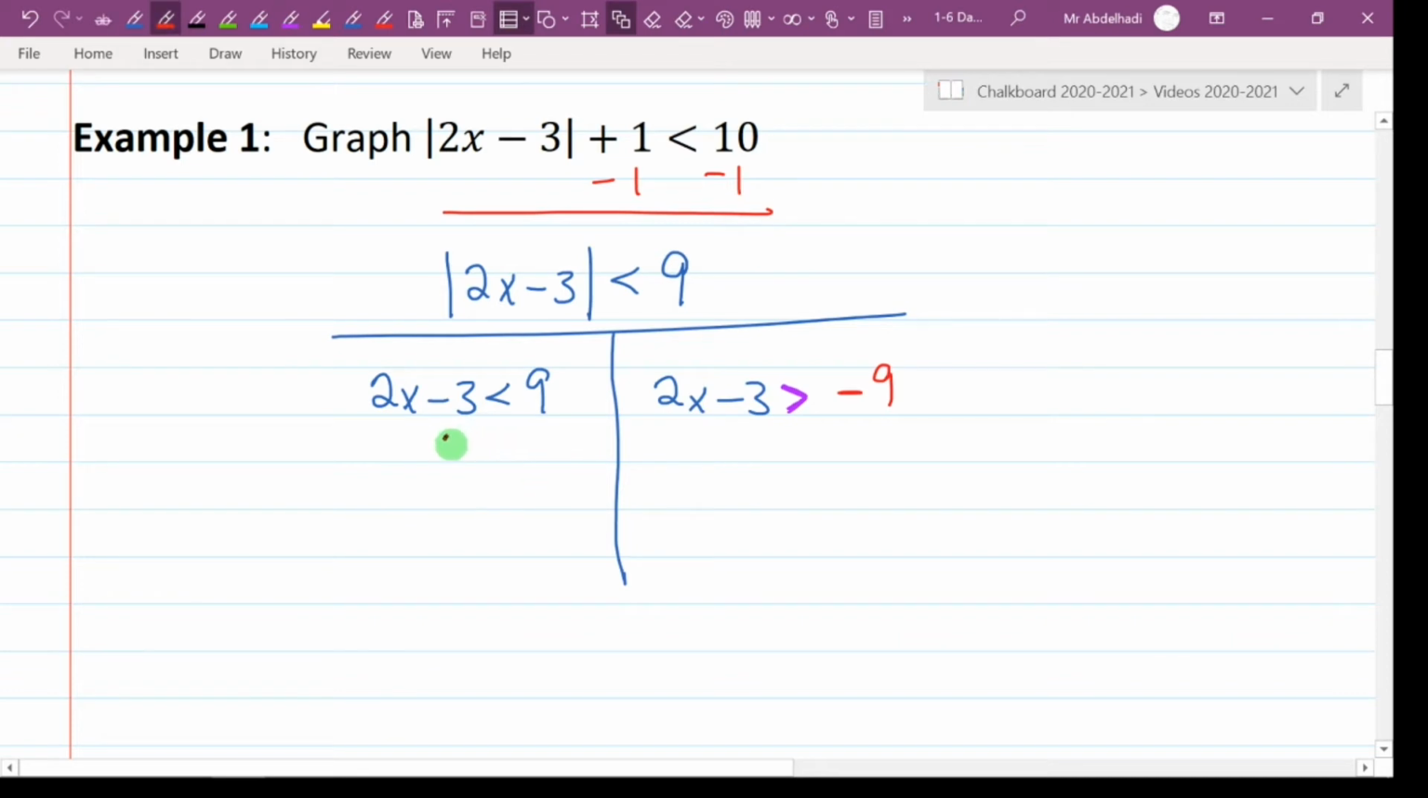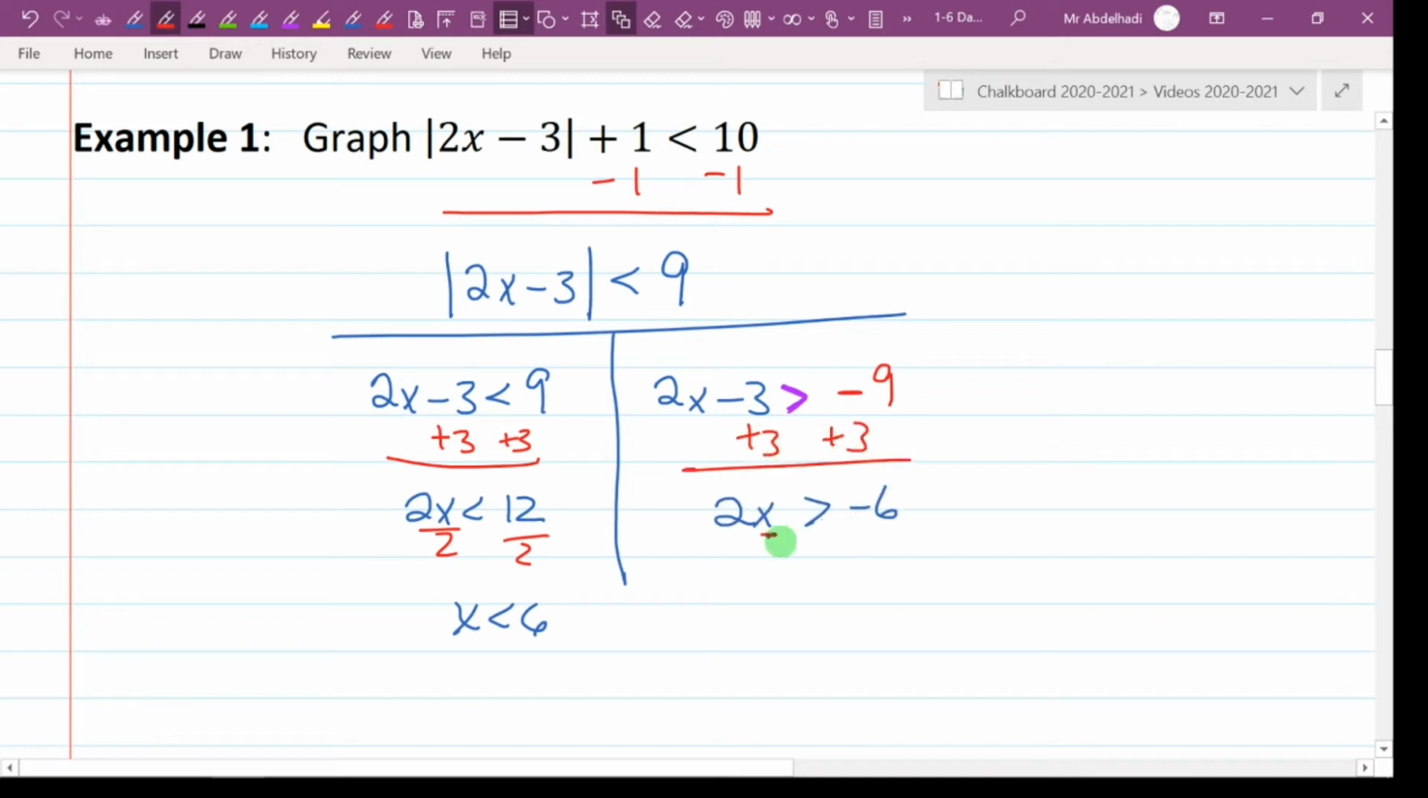So add 3 to both sides. 2x is less than 12. Divide both sides by 2. You get x is less than 6. That's one inequality. Here, add 3 to both sides. Divide both sides by 2. So now you have two inequalities. All right? You have to graph these.